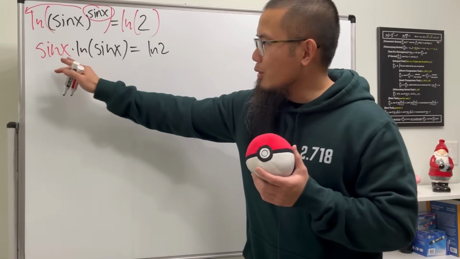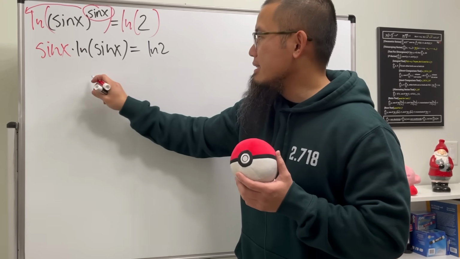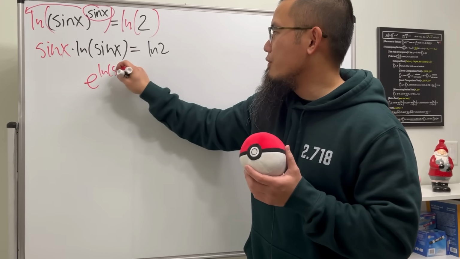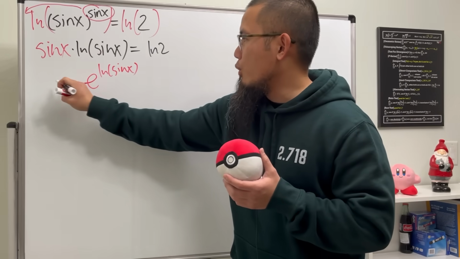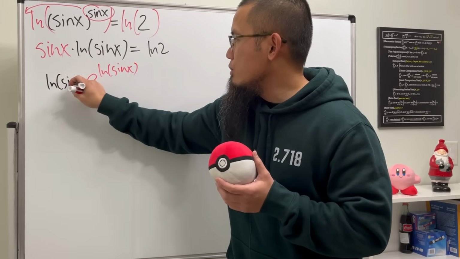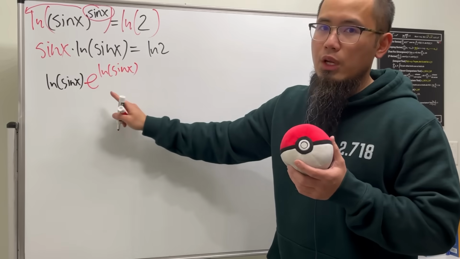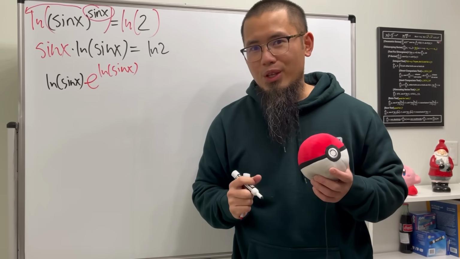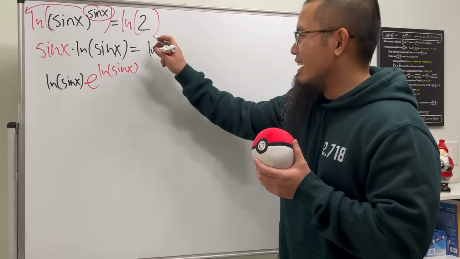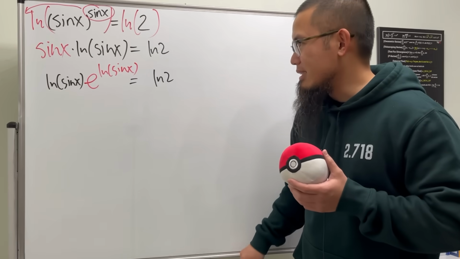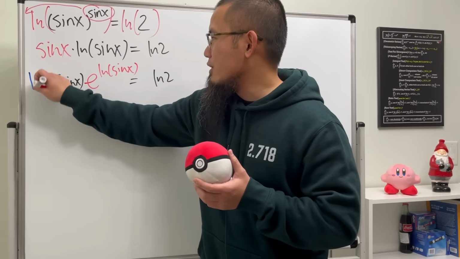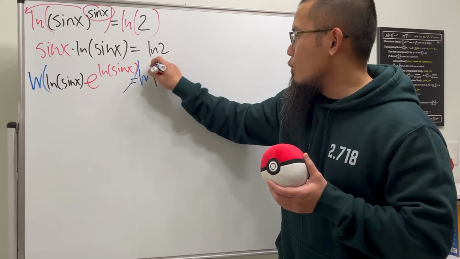Now, we are going to write the sine x as e to the ln of sine x power, because we have this right here already. And as you can see, this and that match, and we have the e right here, so we can use the Lambert W function. Very nice, and this is still ln2. Okay, let's go ahead and just take the Lambert W function on both sides, right here and also right here.